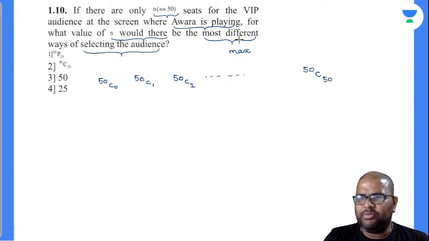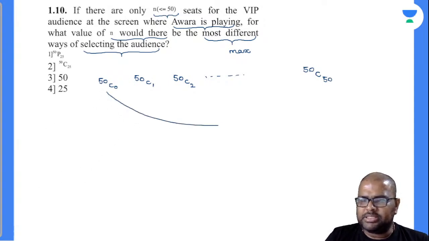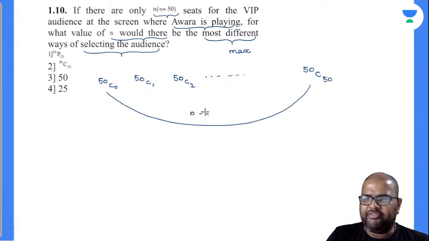And you are asked to find the most different ways of selection. So how many terms will be there? 0 to 50. Will there be 51 terms? Yes, there will be 51 terms.